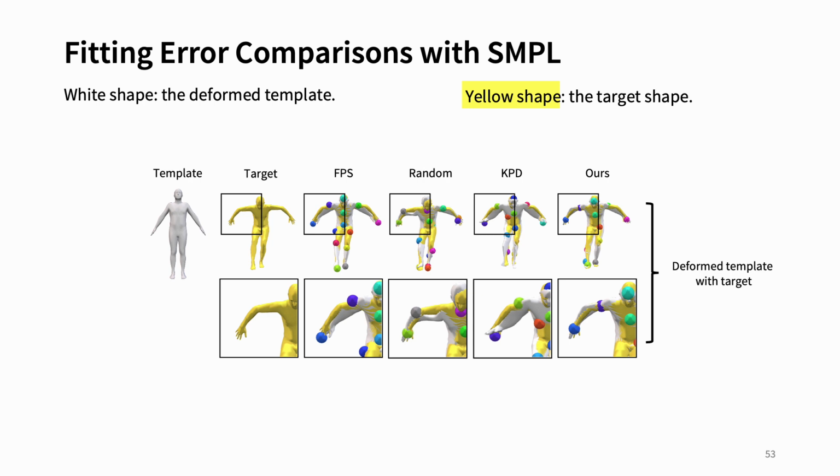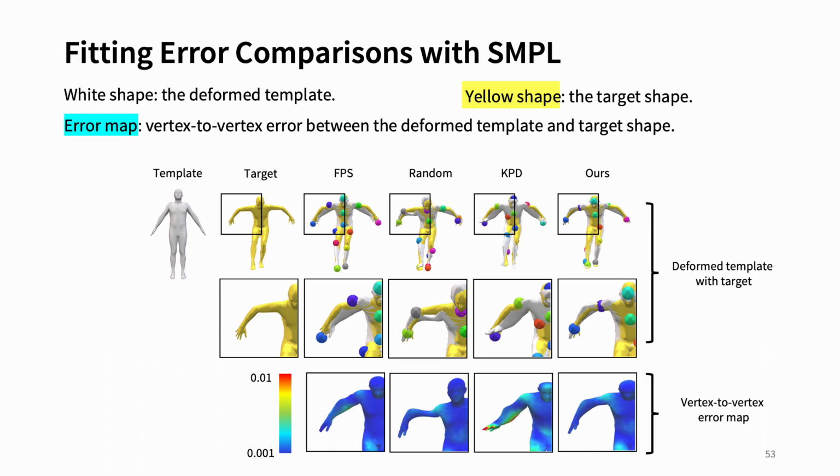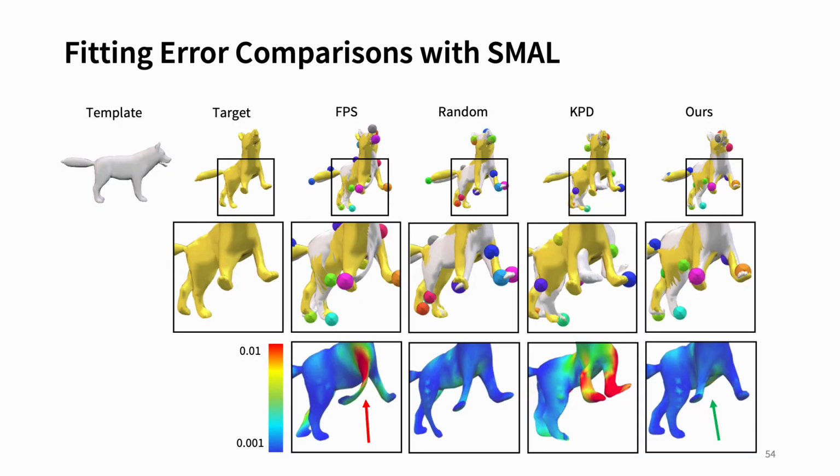For each example, a white shape denotes the deformed template and a yellow shape denotes the target shape. We also show the raw output deformed source shape colored with vertex-to-vertex alignment to the target shape for visualization. Notice that our approach finds better control points near joints, as shown in the shoulder of the human, and achieves better fitting error than other baselines.